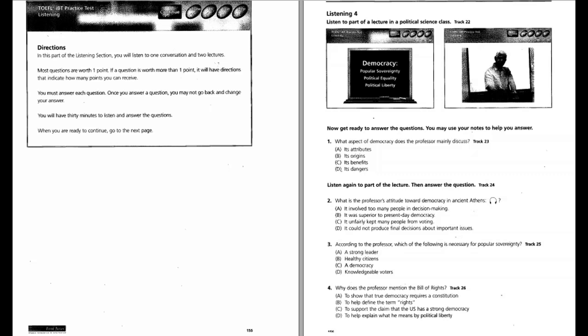1. Popular sovereignty. 2. Political equality. And 3. Political liberty. Let's look at them one at a time. Popular sovereignty, that's the idea that the government does what the people want it to do. Pretty simple. If government policies are in line with its citizens' wishes, and to know that, we've got to have the people participating in the political life of their country.